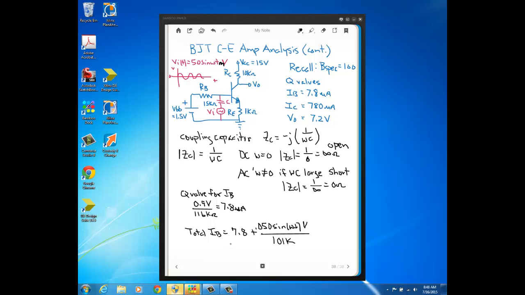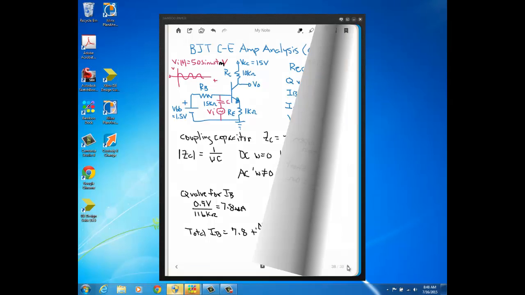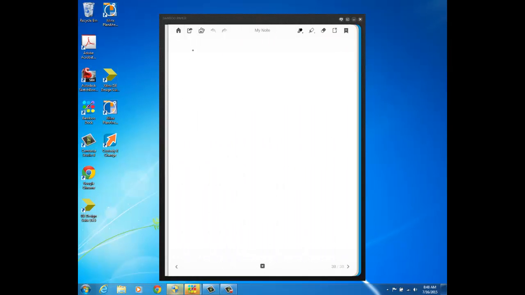So what you end up with, and let's go to the next page, is that you'll have your IB total. Total here meaning the DC along with the AC component of the base current will be the Q value 7.8, and if you work out that ratio of the sinusoid divided by 101K, it comes out to 0.4995 sine omega t microamps. So when you consider the AC signal, you get a sinusoidal variation around that Q value.